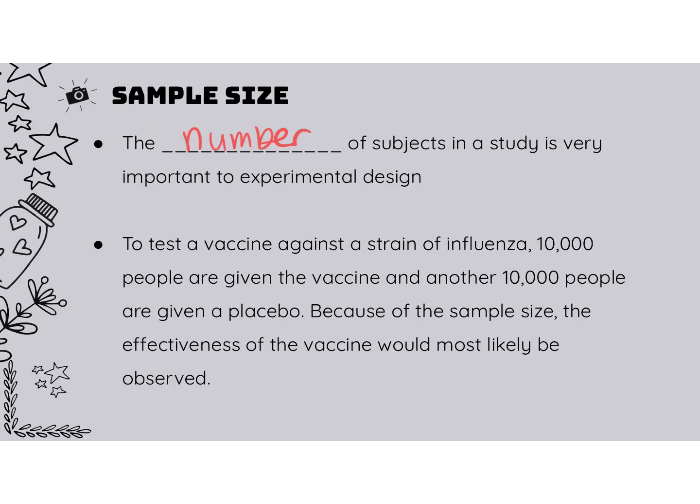Our next element is sample size. The number of subjects in a study is very important to the experimental design. To test a vaccine against a strain of influenza, 10,000 people are given the vaccine, and another 10,000 people are given a placebo. Because of the sample size, the effectiveness of the vaccine would most likely be observed. So since we had that large sample size, we have a more effective study.